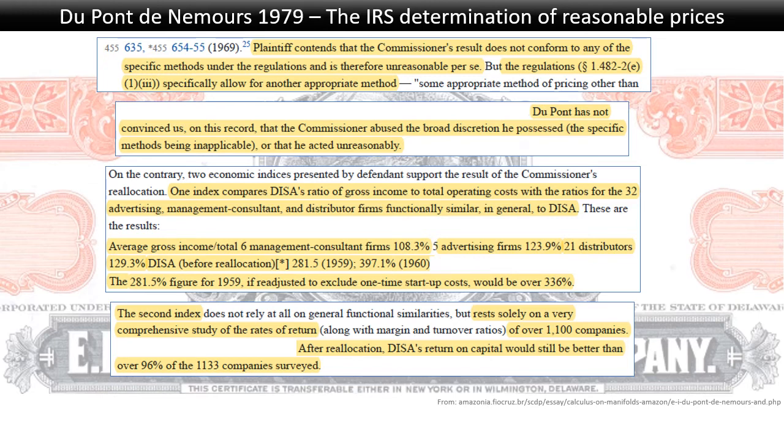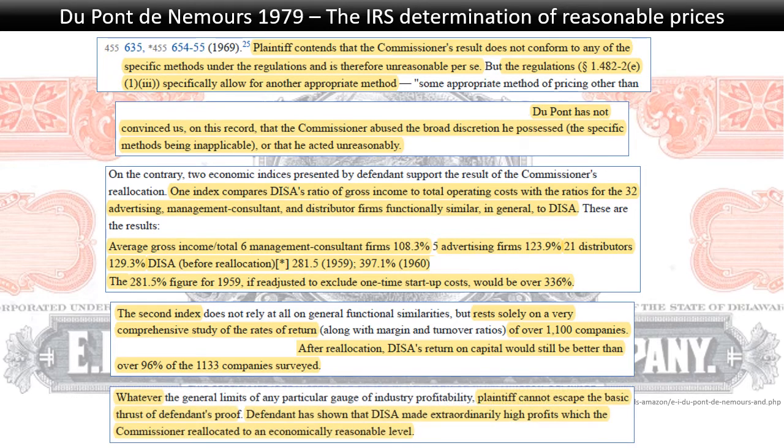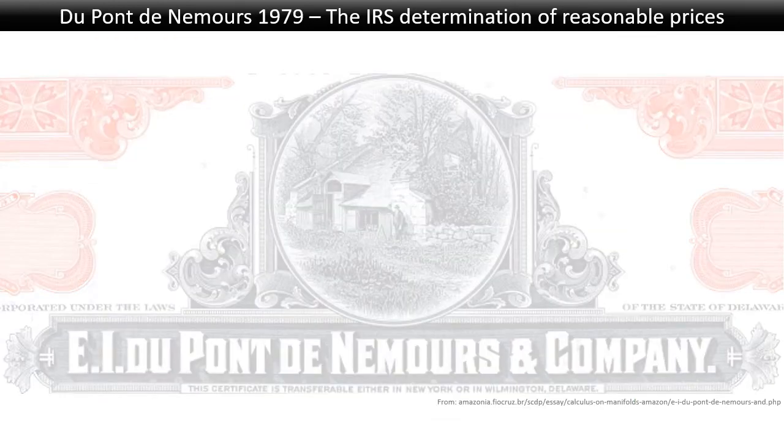So clearly, even after adjustment, the IRS was reasonable, and the court therefore concludes, whatever the general limits of any particular gauge of industry profitability, plaintiff cannot escape the basic thrust of defendant's proof. Defendant, the IRS, has shown that DISA made extraordinarily high profits, which the commissioner reallocated to an economically reasonable level. And let's see how that was done.